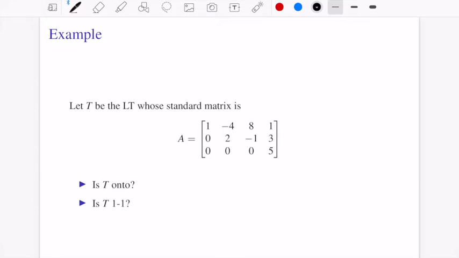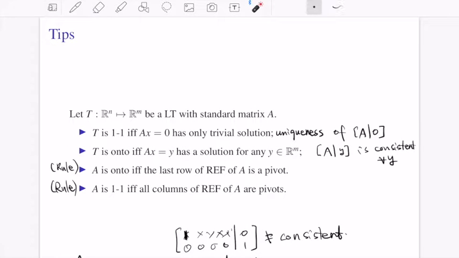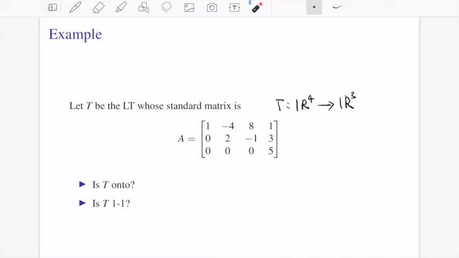Now we are going to look at one example. Let T be the linear transformation whose standard matrix is given by a 3 by 4 matrix. Then we know that, first of all, its domain is R^4 and its range is R^3. Now, is T onto? To have T onto, we have to look at this: T is onto if and only if the last row of REF of A is a pivot. So we're going to first calculate the REF.